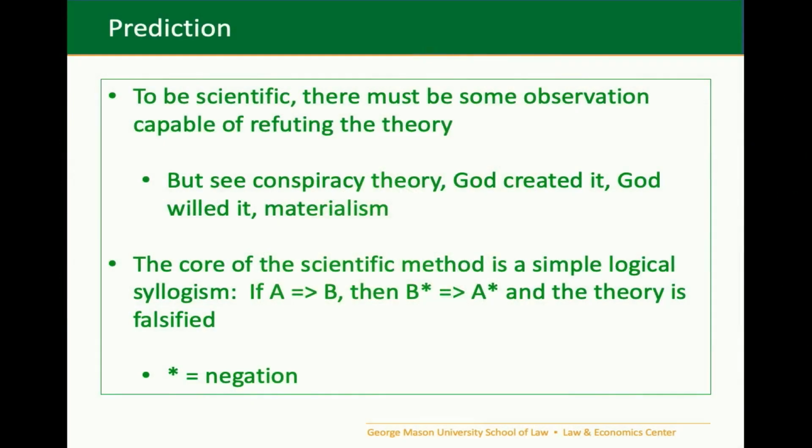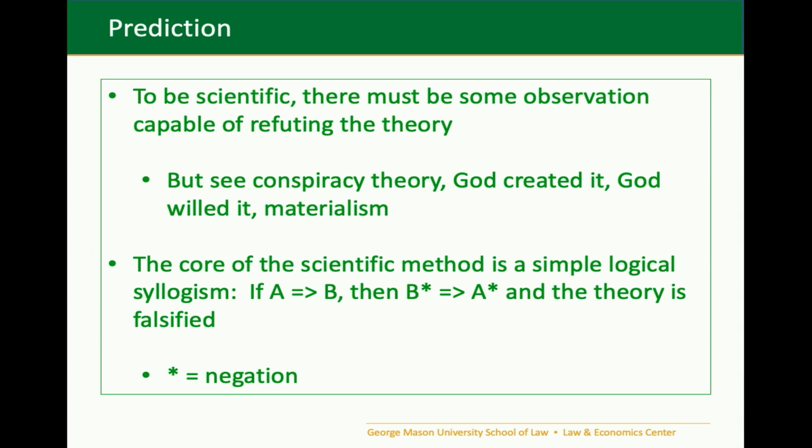Now let's get down to the core of the scientific method. Remember that prediction part of our cycle that repeats itself over and over: observation, patterns, theory, prediction, observation. Right in that prediction area, the question is what's being predicted and what are the parameters on the prediction? The core of the scientific method is a simple logical syllogism.